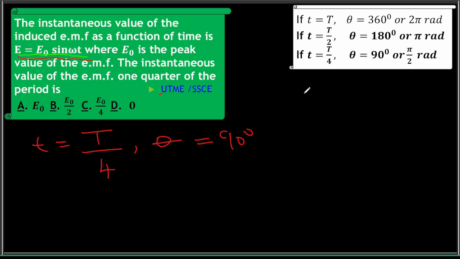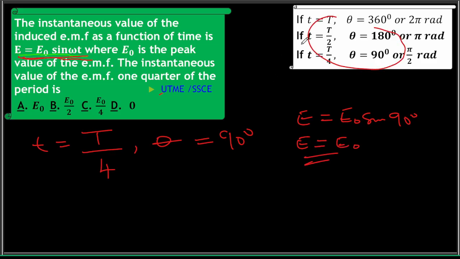So that means I can write this like this. E is equal to E naught sine, and then plug in theta, which is 90 degrees. Sine 90 gives me 1. So that implies the instantaneous EMF is equal to the peak EMF, because multiplying by 1 gives you the same thing. Did you get the point? It's as simple as that. Just take note of this. Very, very important.